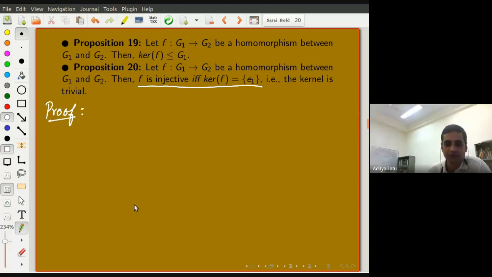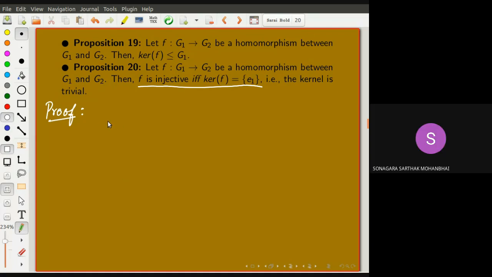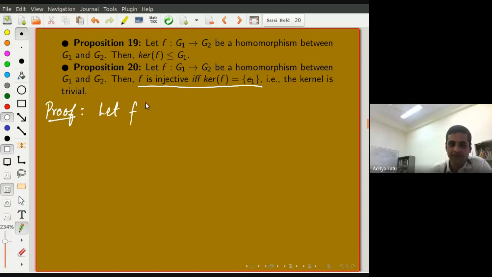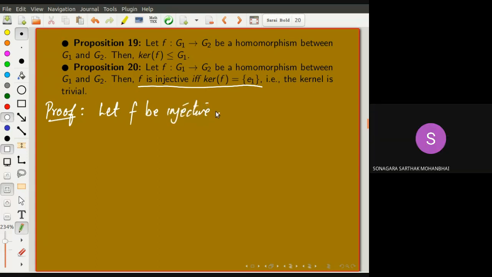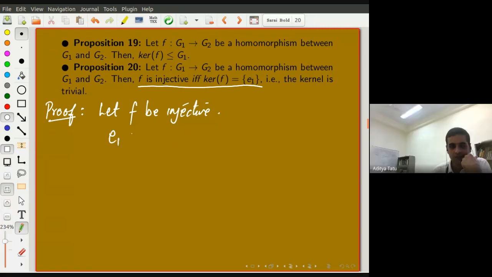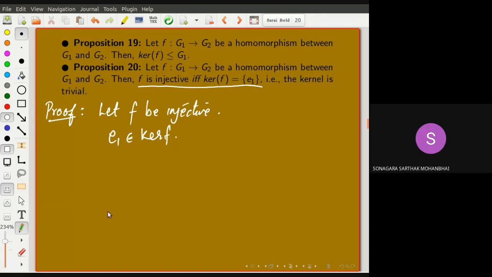Sir, the first part is when F is injective, we have to prove kernel of F equals {E1}. So let F be injective. Then the identity in G1 always maps to identity in G2. So E1 always belongs to the kernel of F. And F is injective, so no other element will map to identity in G2.